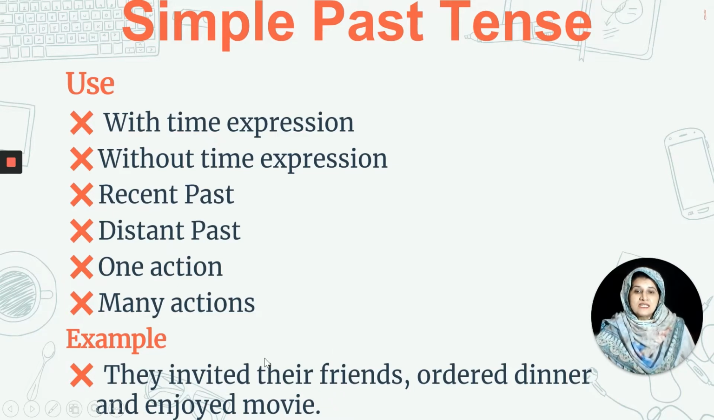So now you can see here that we have shown many actions like invited, ordered, enjoyed, and we can use simple past tense to show many actions. Right? I hope all of you are clear about the usage of simple past tense. It is used to show any past event, any action which happened in the past. It doesn't matter whether we are using a time expression or not. It doesn't matter whether the action happened in the recent past or distant past. And it doesn't matter whether we are talking about one action or many actions, right? Simple past tense can be used for all these situations.